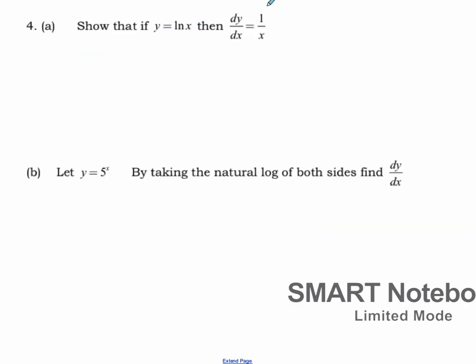Okay, next we're going to find the derivative of ln x. We're actually basically going to prove the formula in the formula booklet. The derivative of ln x is 1 over x, right? So you can do that with e to the x.